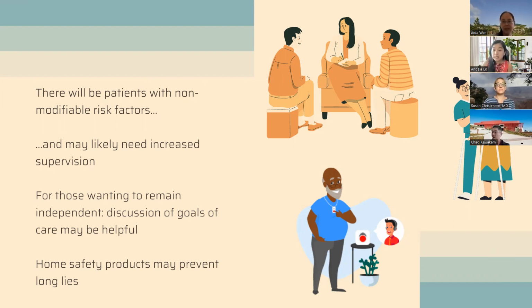So in these instances, it's really helpful to do a direct discussion of goals of care. In addition, there are various home safety products such as push button alarms and emergency activation devices. Some families also install cameras to just check in on their loved ones. Patients can use these to avoid a long lie in case they do fall.